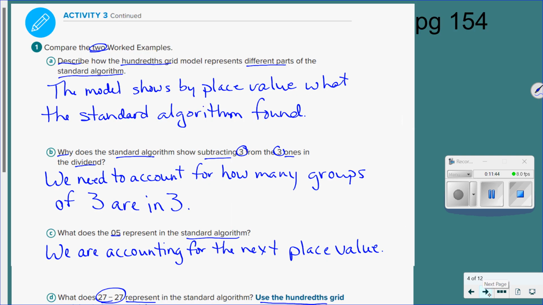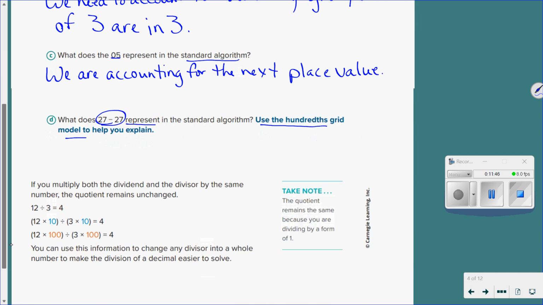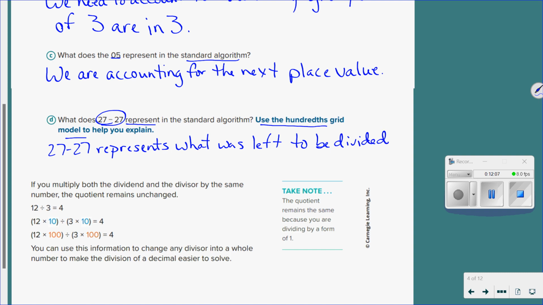So going back to here, I think we pretty much did it on the other piece, but the 27 minus 27 represents what was left to be divided. The big key is in how I know I'm done with my division: when I get to the last number and I have 0 left.